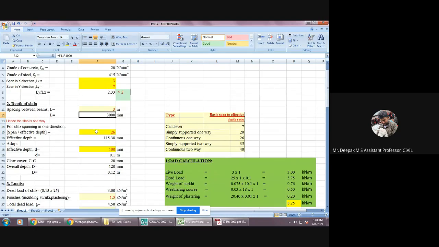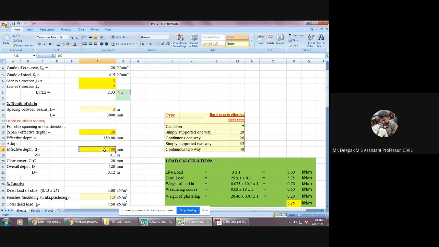Now you can see I can assume it as a continuous one-way slab, right? Or a simply supported one-way slab. Let us consider it as a simply supported one-way slab for a change. Now the effective depth required is 150 mm, right? Where this simply supported one-way slab will be common, it usually comes in a common hall, narrow hall, right?